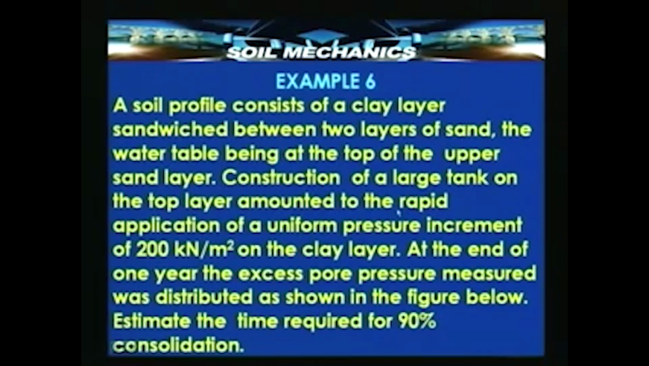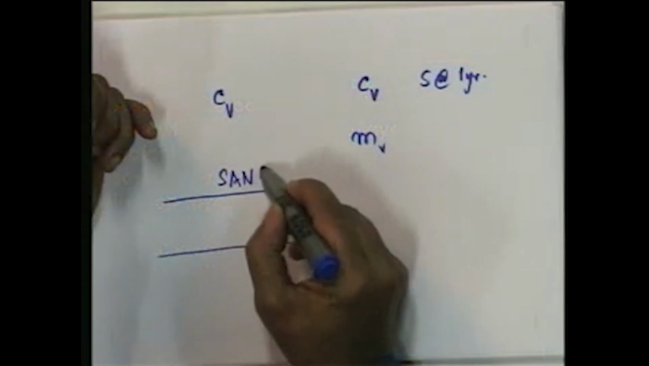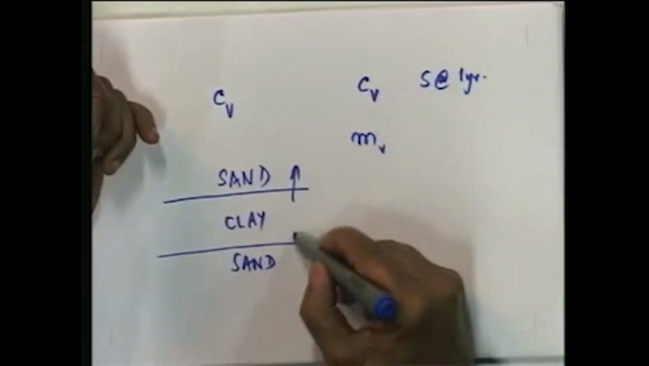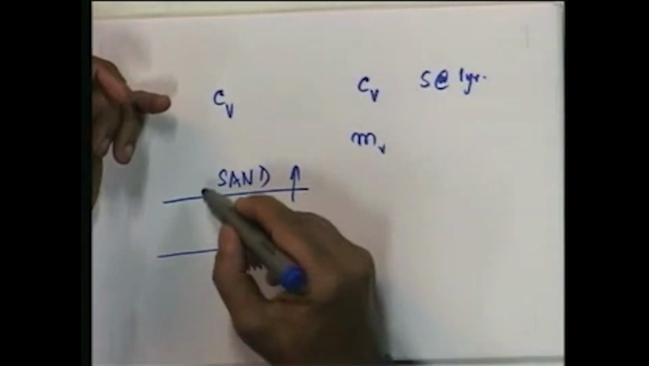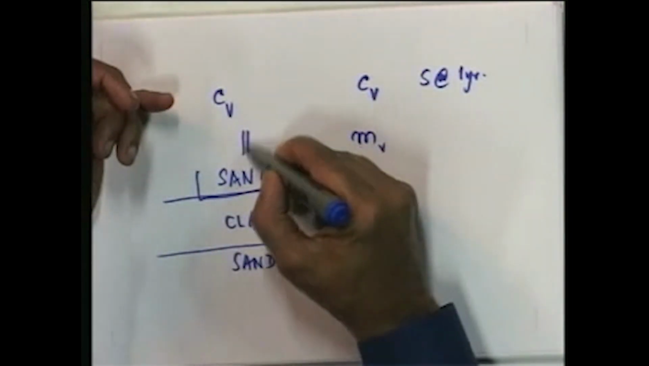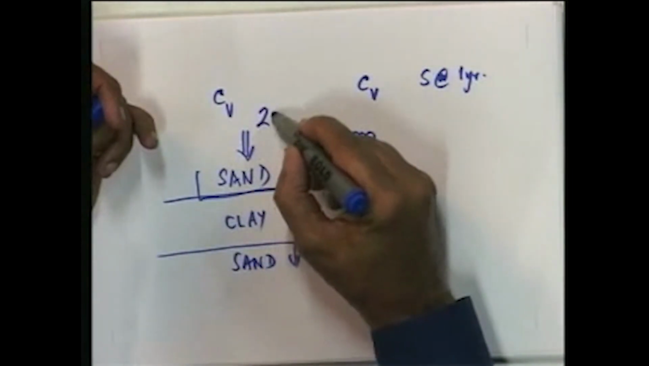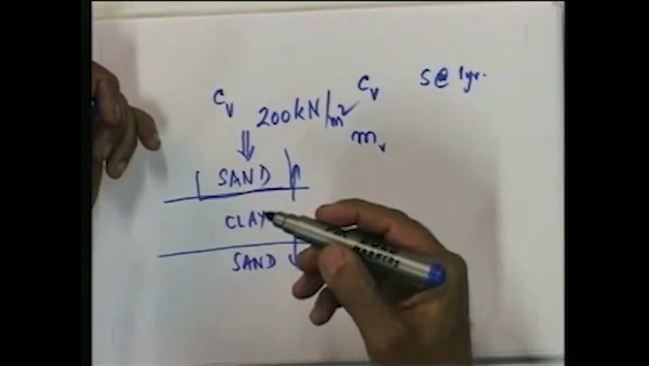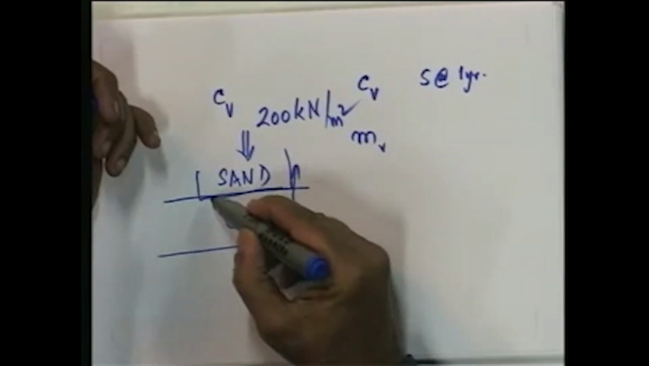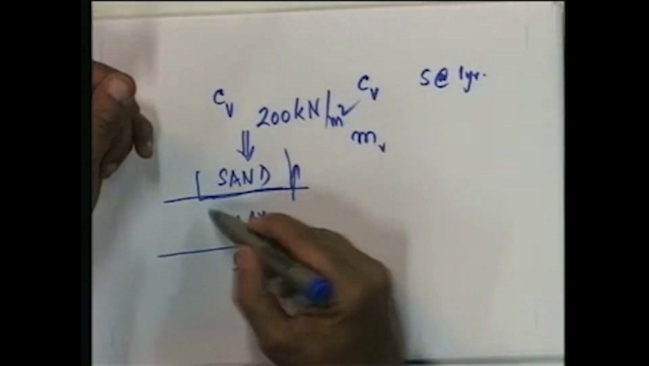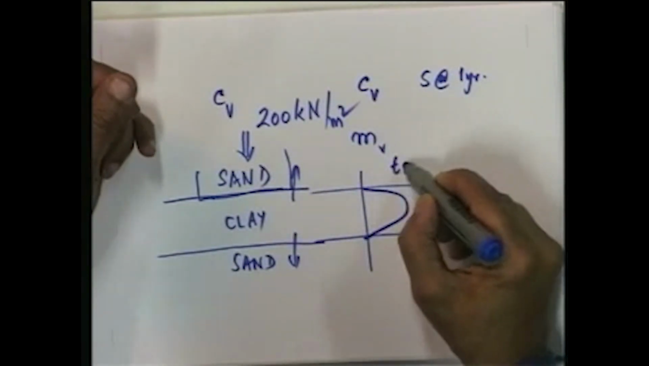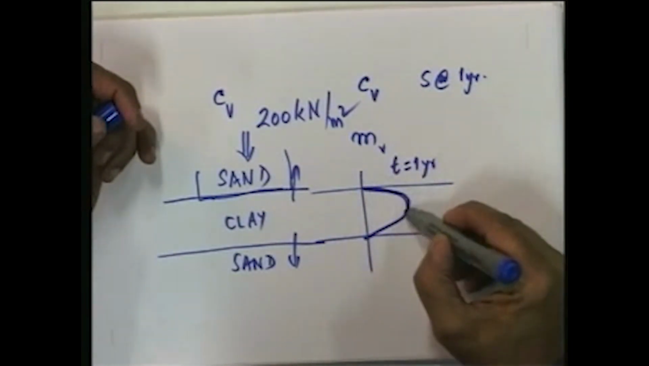So, this problem means that there is a clay layer bound between two sand layers, and water is therefore expelled in both directions, and on this there is a tank being constructed which is responsible for applying a uniform pressure intensity of 200 kilonewtons per meter square, and under this pressure excess pore pressure gets generated, and what is given in the figure that is going to follow is how this excess pore pressure is varying with depth at t equal to 1 year. At the end of 1 year, what is the variation of this excess pore pressure?